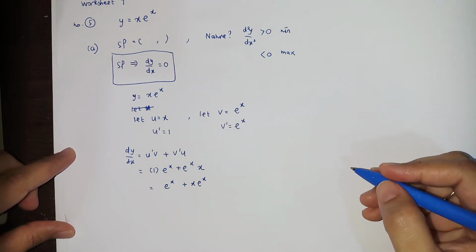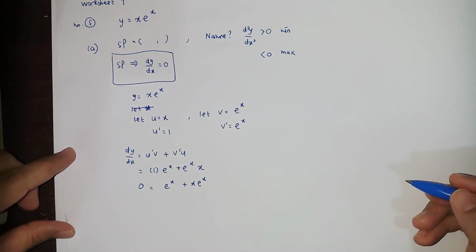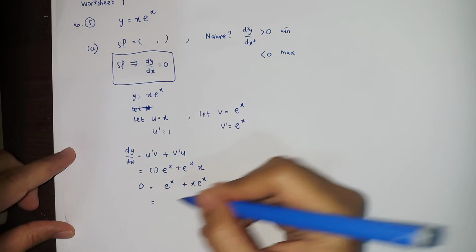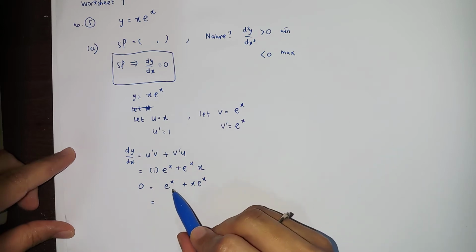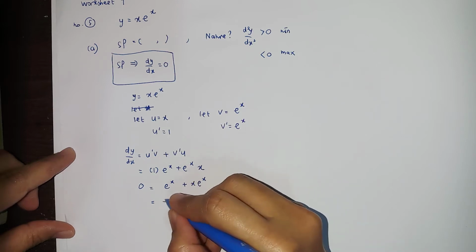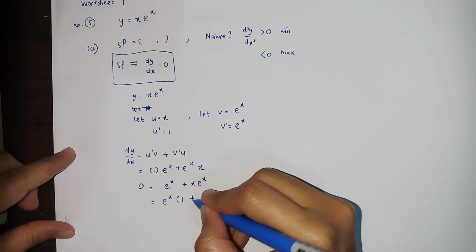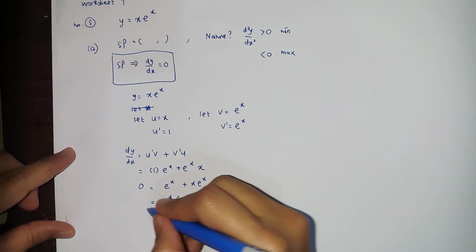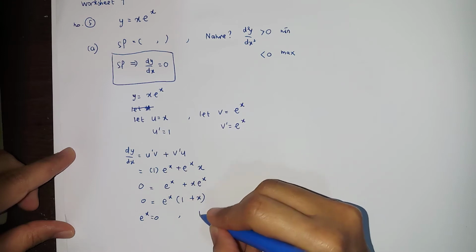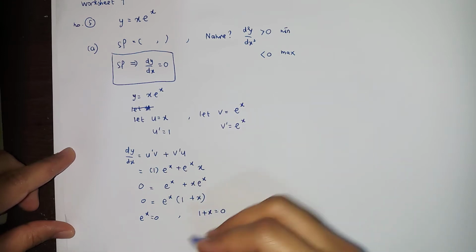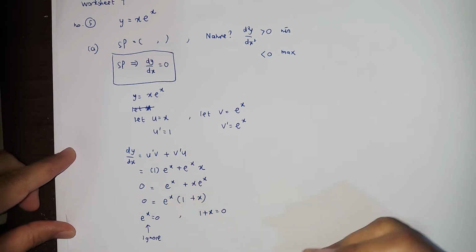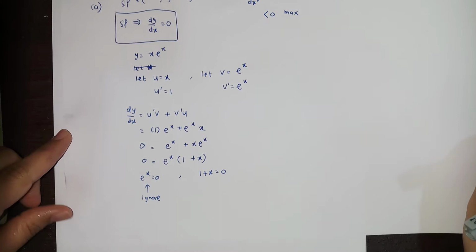We know that dy/dx must be equal to 0 at the stationary point. So how do we solve for x? We can see e to the power of x and e to the power of x again, so we just factorize that. We get e to the power of x times (1 plus x) equals 0. So we have e to the power of x equals 0, and the other one is 1 plus x equals 0. For this first one, we ignore this answer. Why do we ignore that part?